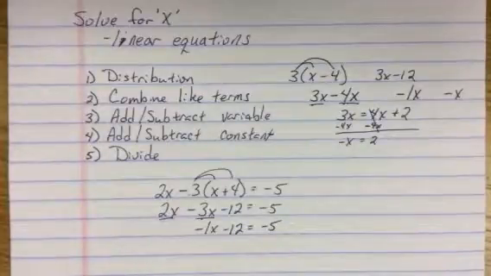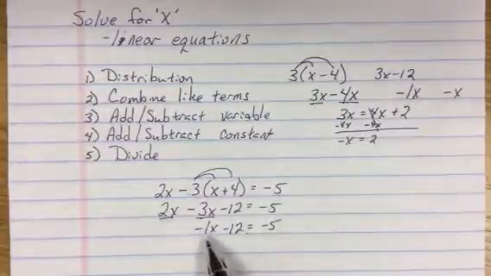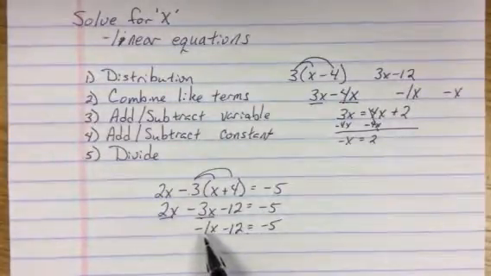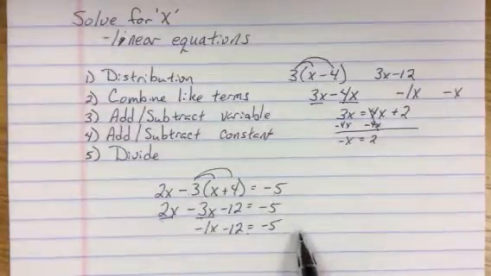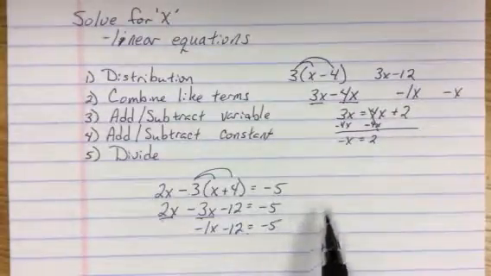The next thing I look for is adding or subtracting variables. So I look at the equals, to the left of the equals and to the right of the equals. Is there a variable? There's a variable here, but not here. So I do not have a step 3. Even though we have 5 steps, we don't always use all 5 steps.